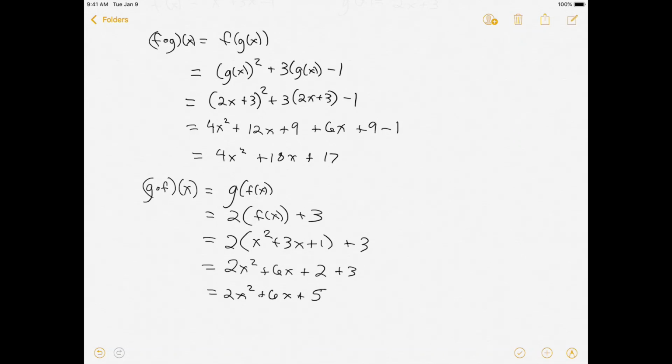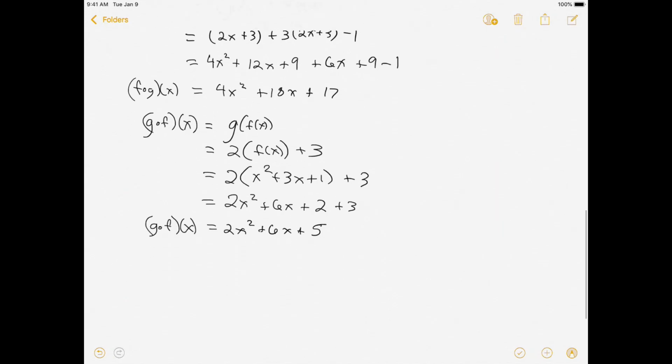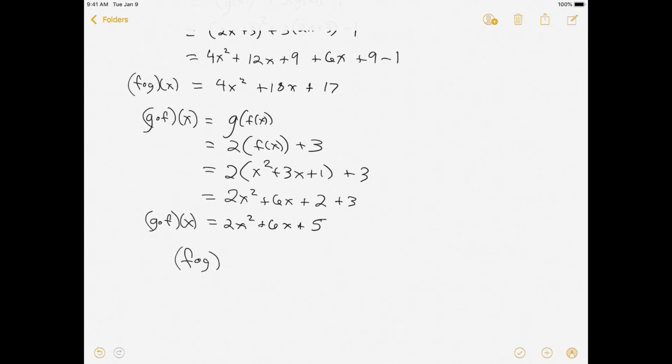Now, that shows me, looking at this one and this one, they are not equal. So that means that composition is not commutative. So you cannot always assume that it's going to be the same. Now there are special cases where you can come up with where they'll be the same. And again, those are just special cases. Okay?